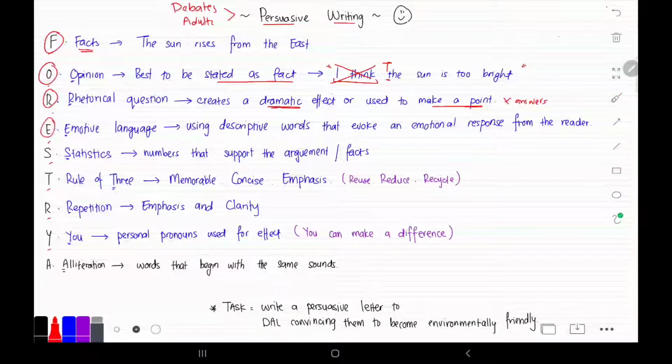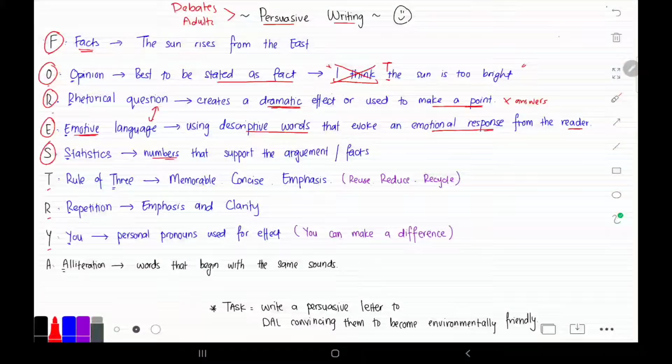The fourth thing that we have to use in our persuasive writing is emotive language. What is emotive language? Emotive language is when we use descriptive words that evoke an emotional response from the reader. So apart from just engaging their minds with rhetorical questions, we also want to engage their emotions. So whenever you're trying to convince someone to do something for you that they don't necessarily have to do, the best way to do it is to engage their mind, engage their emotions, and support your argument with facts as well as your opinions.